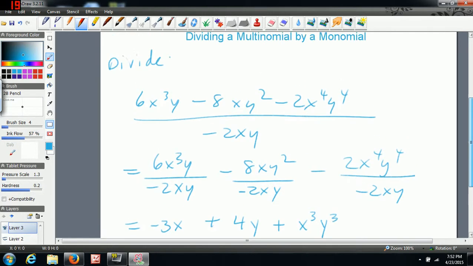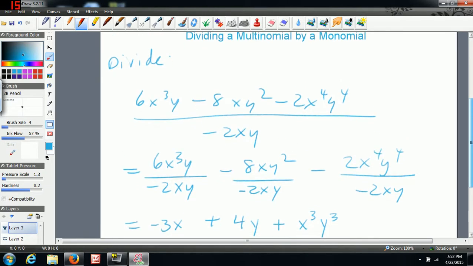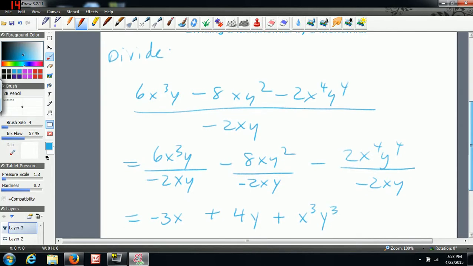Okay, so pretty straightforward. So this is dividing a multinomial by a monomial.